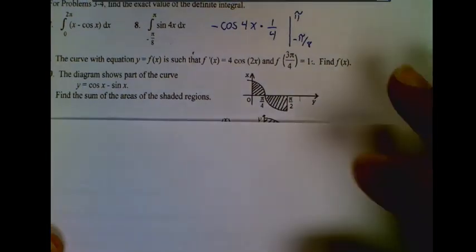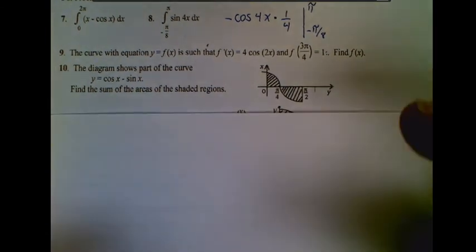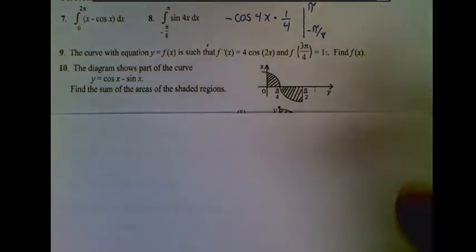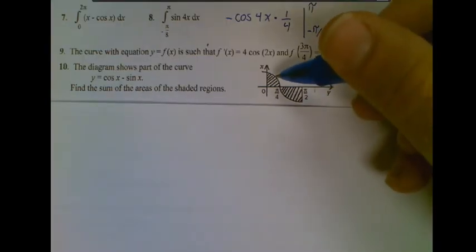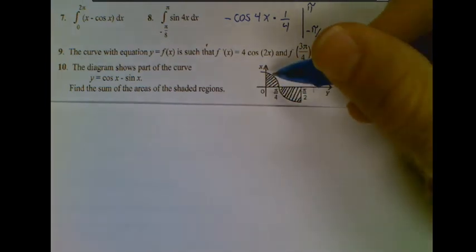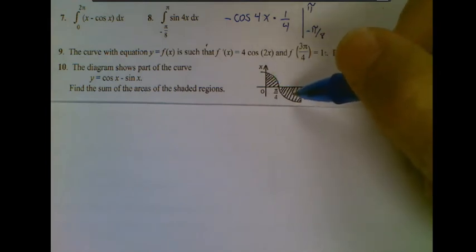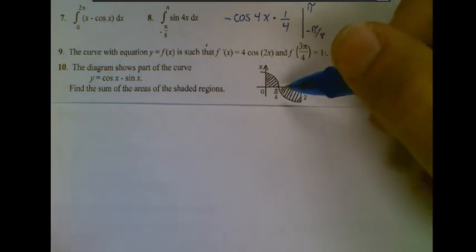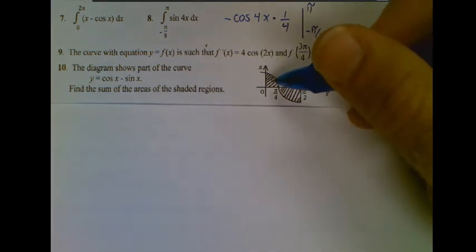So the diagram shows part of a curve. So we got a cosine minus sine function. Find the sum of the areas. Area under the curve always means integral. So do keep in mind on this, anything above this axis is always going to show up as a positive, and anything below that axis is going to show up as a negative. But when it comes in terms of areas, areas are always positive, so I need to make sure I do these separately, turn this into a positive before I add it to him.